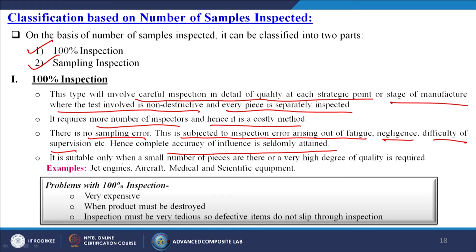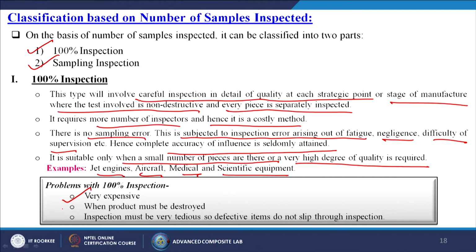It is suitable only when a small number of pieces are there or a very high degree of quality is required. Examples are jet engines, aircraft, medical and scientific equipment, where we cannot tolerate even 0% error. Problems with 100% inspection: it is very expensive. When product must be destroyed, inspection must be very tedious, so defective items do not slip through inspection, where we need very high accuracy and precision.